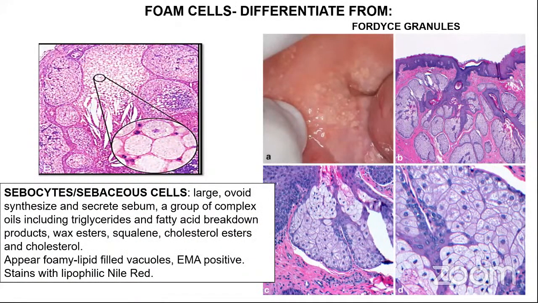Now, what other type of cell can closely resemble a foam cell? The closest that I could think of was the sebaceous cells in Fordyce granules. Now, the sebaceous cells or sebocytes also form sebum, which contains triglycerides, fatty acids, cholesterol, and this can closely resemble the foam cells. They appear foamy anyways, and this would be a close mimic of the foam cell.